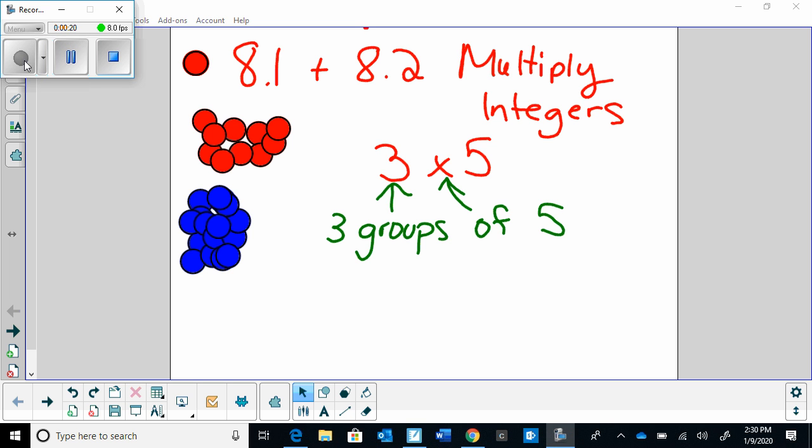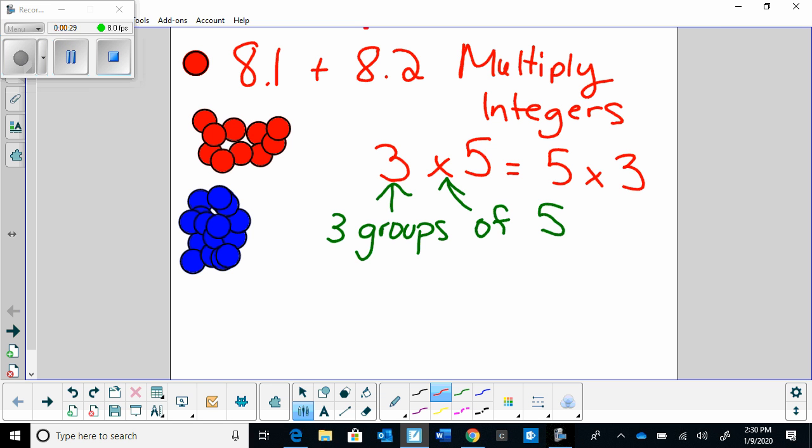We said 3 times 5 means that I have 3 groups of 5, and that was the same thing as saying 5 times 3. There are 5 groups of 3, which mean the same thing. So when we modeled that, we needed 3 groups of positive 5.